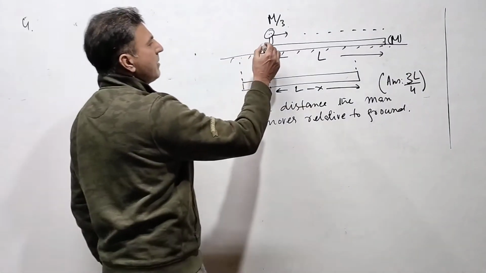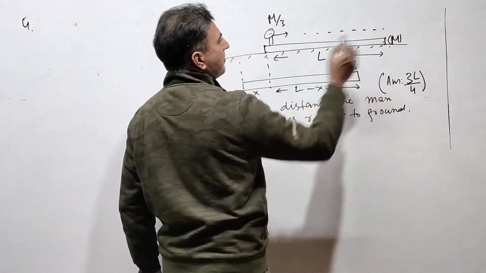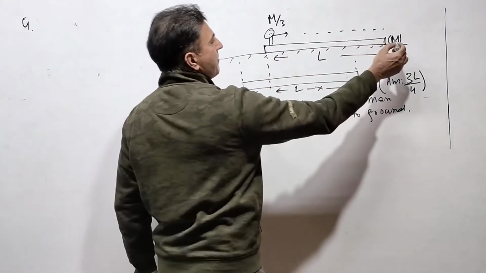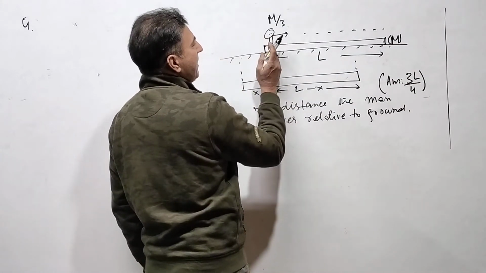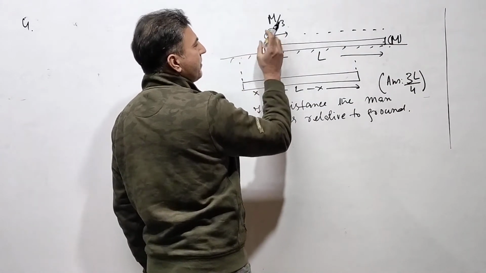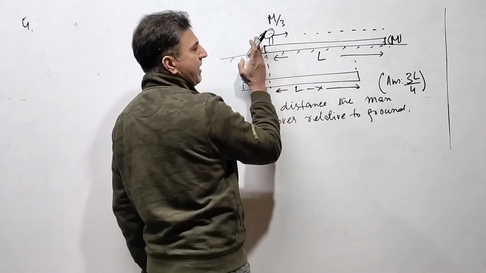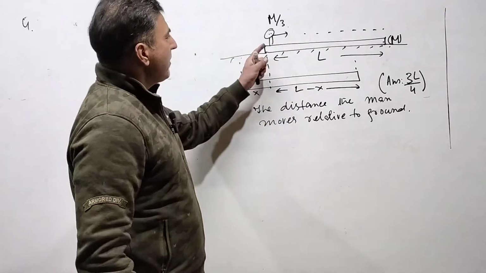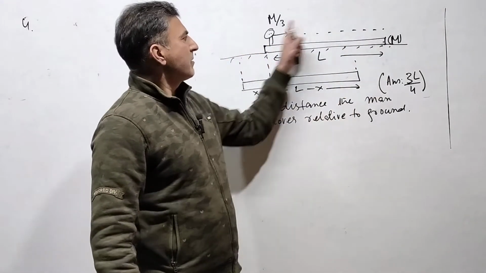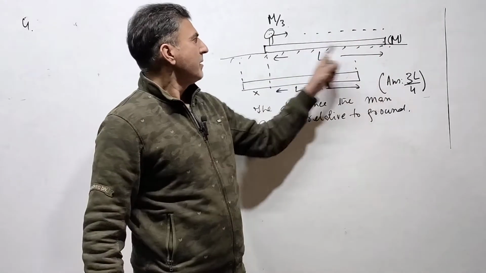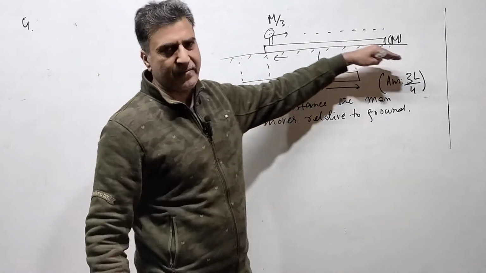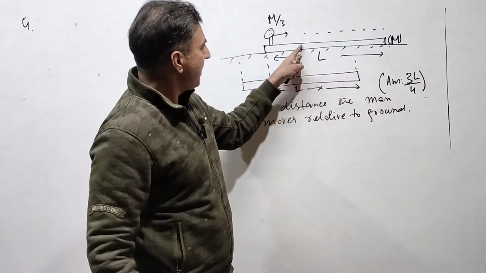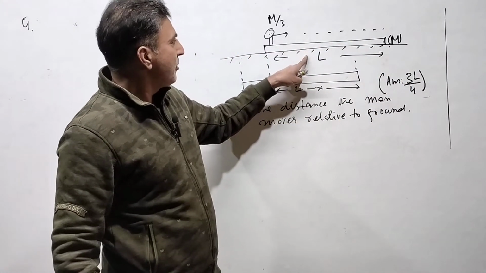This is a plank of length L and mass M, capital M. And a person is at one end of the plank. Everything is at rest. The total system is at rest. The man is at rest, the plank is also at rest, but the plank is on a frictionless surface. There is no friction between the plank and the surface.